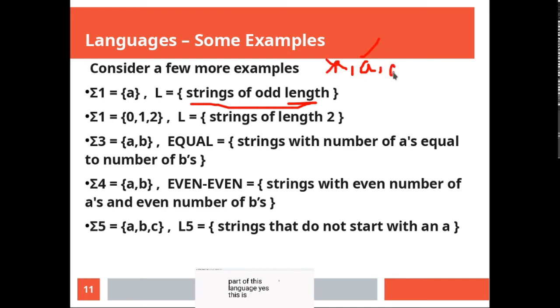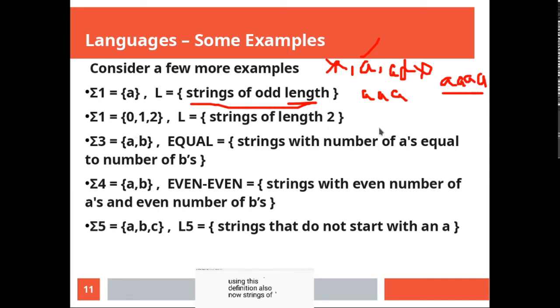What about AA? Is it a part of this language? No. Why? Because this is not of odd length. What about triple A? It is, because this is of odd length. So this definition is telling me how I can construct the words of this language L. Plus it is also telling me whether, given a particular word, let's say AAA, if somebody asks you whether this is a part of this language, you can test the membership using this definition also.